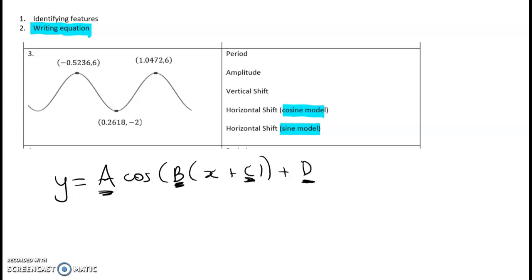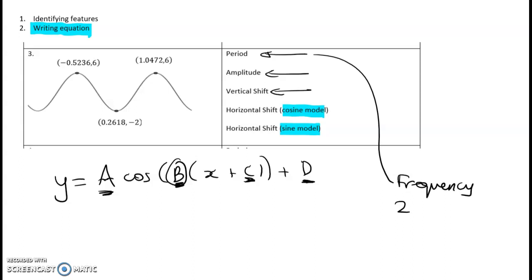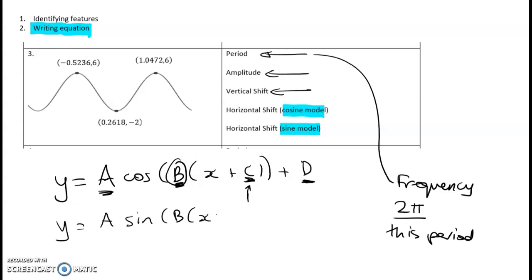The order that I always do these in is, first of all, I do the vertical shift, the amplitude, and the period, because they're usually pretty easy. From the period, I'm going to get the frequency, and the frequency will be 2 pi divided by the period of this curve. And lastly, I'm going to work out the horizontal shift. In this particular case, there's no reason to prefer a cosine model over a sine model because we're going to need a horizontal shift, whichever of those two models we choose.